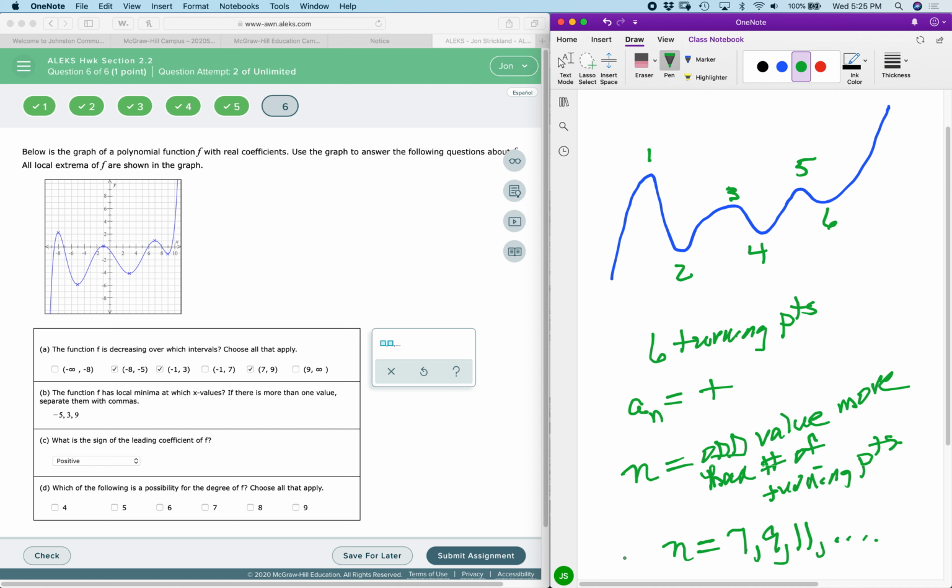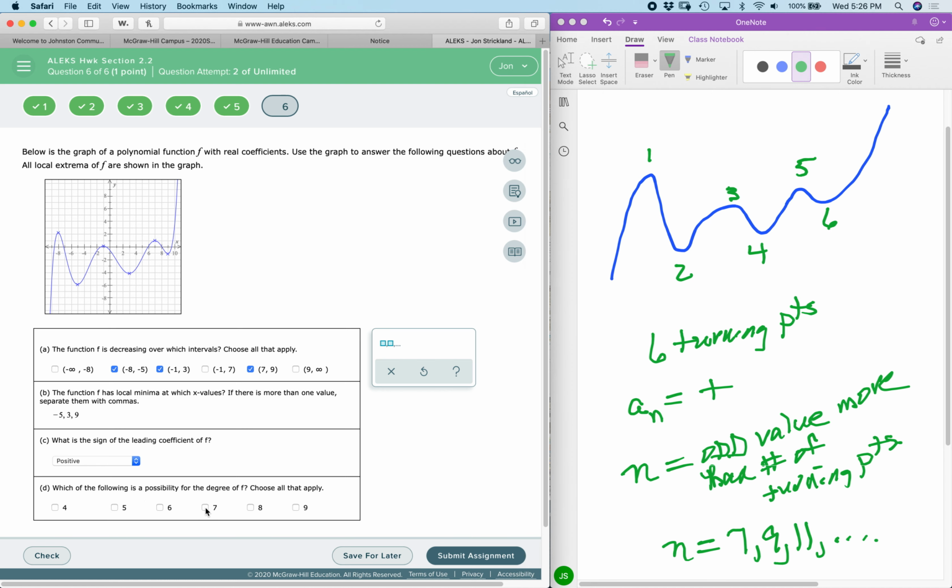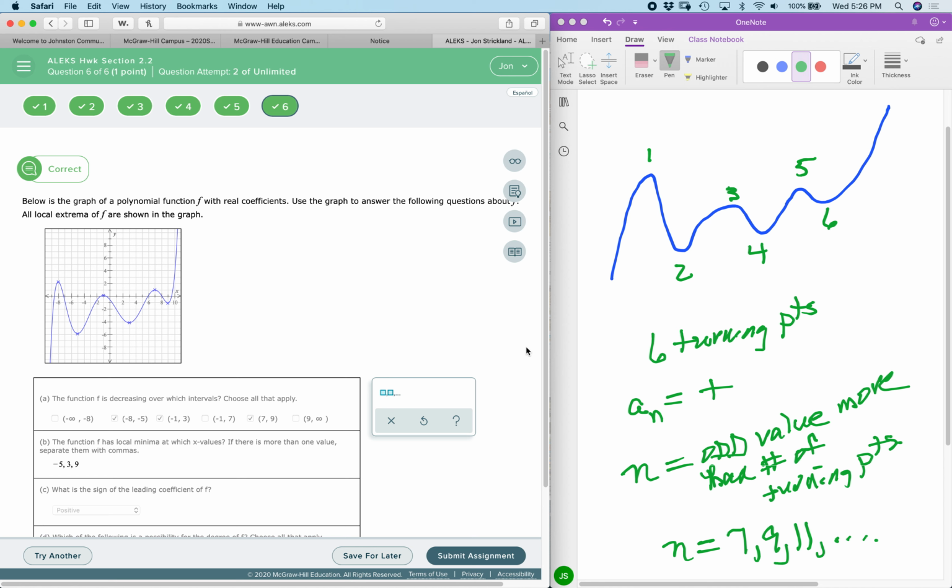And it looks like for the possible degrees that we had to choose from, we have an odd power function with 5, but that does not exceed the number of turning points. So if it's equal to or less than, it's not included. But since 7 and 9 are values greater than the number of turning points, those would be the selections. And checking the results here, that is also correct.